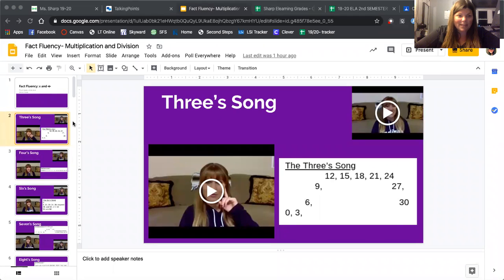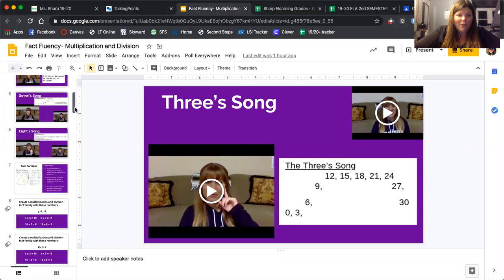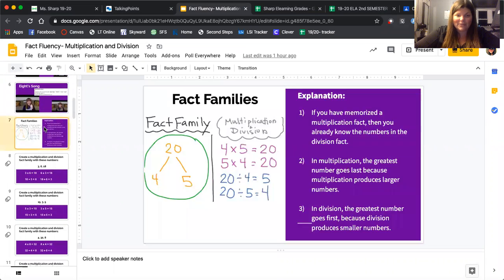I'm going to skip on down here to where we get to fact families. Just like with addition and subtraction, the relationship between multiplication and division is very similar. A fact family right here: 4 and 5 are the factors, and 20. So in multiplication and division, 4 times 5 equals 20, 5 times 4 equals 20, 20 divided by 4 equals 5, and 20 divided by 5 equals 4.